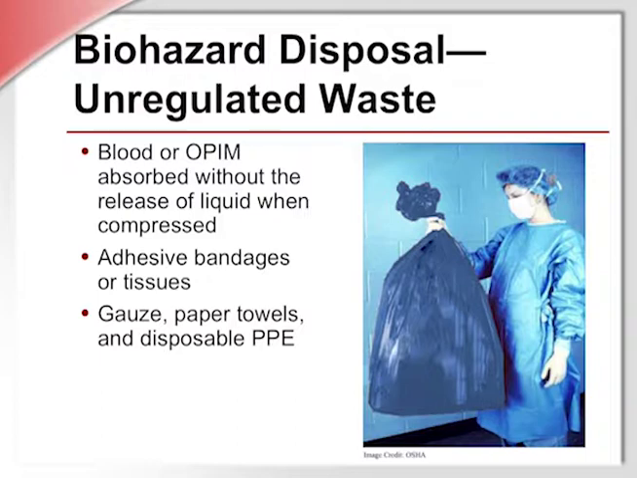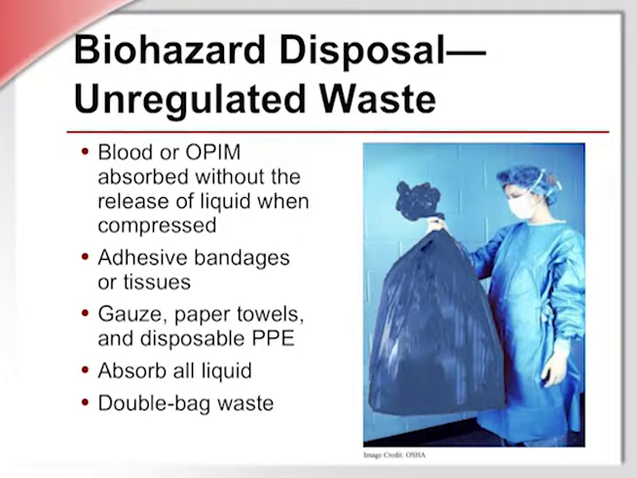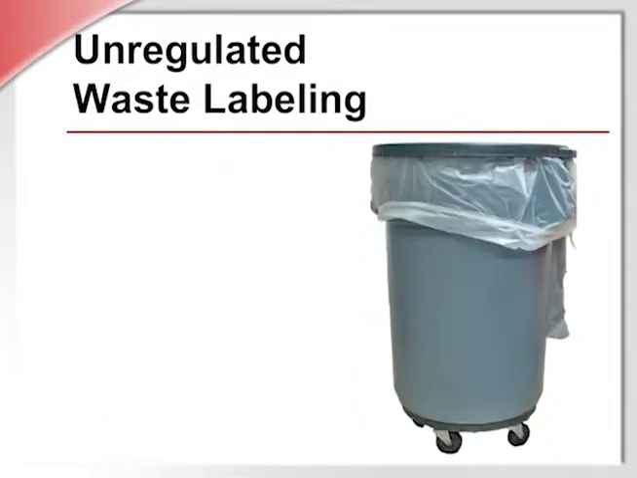To prevent creating regulated waste, absorb all liquids so that no liquids will be released if the absorbent materials are compressed. Absorbent powder works well because it turns the fluid into a gel-like substance. Double bag the waste. Place the contaminated materials into a plastic bag and tie it shut. Then place the first bag into a second bag, which also should be tied shut and then disposed of.